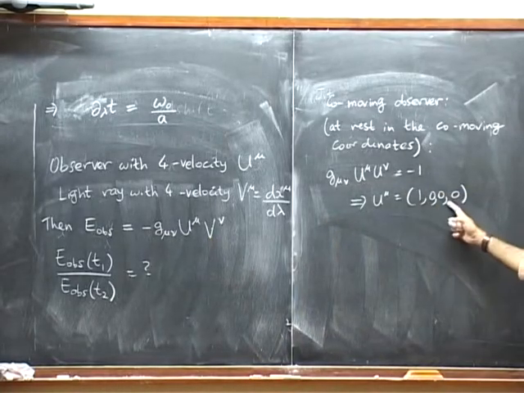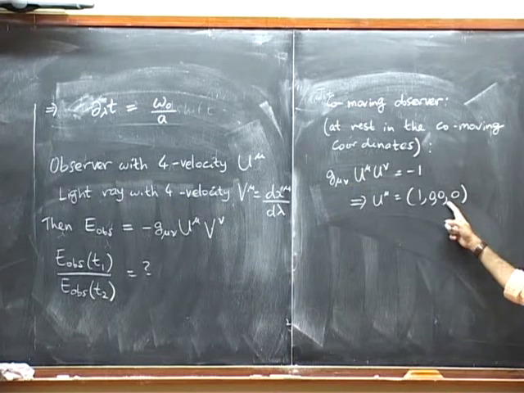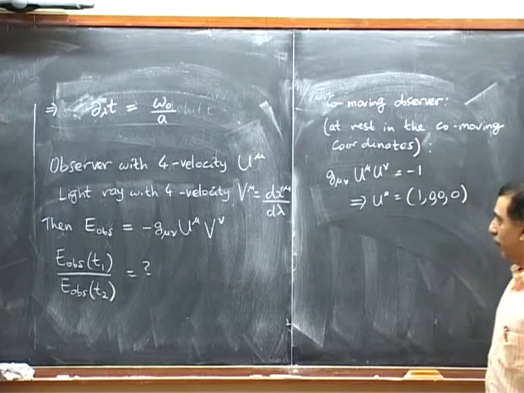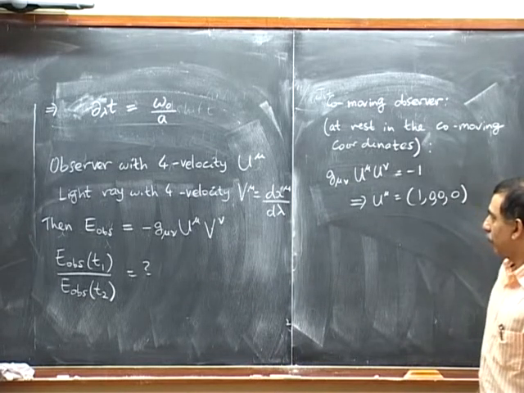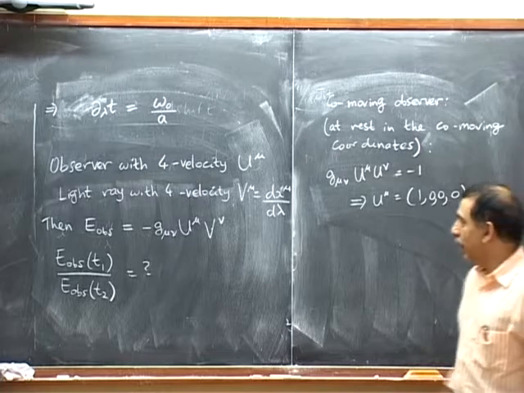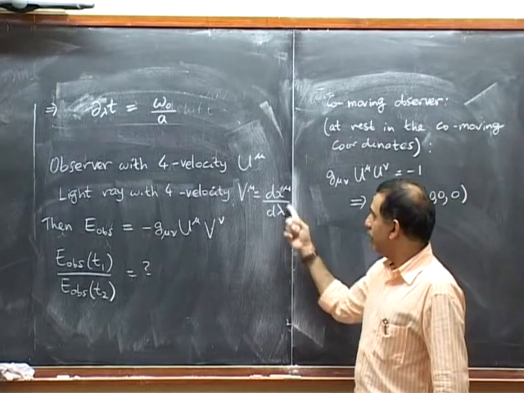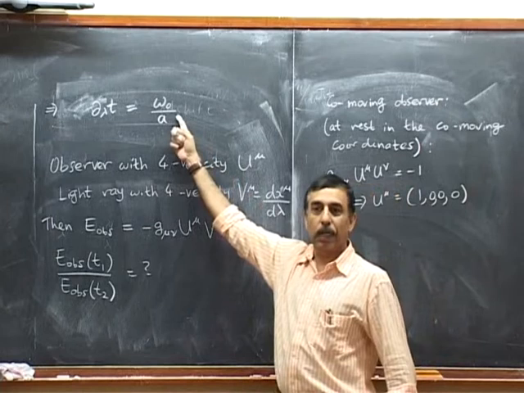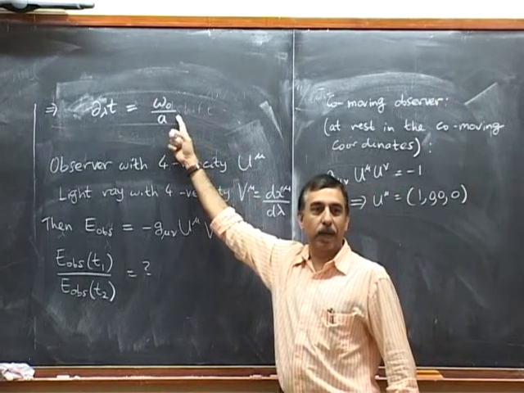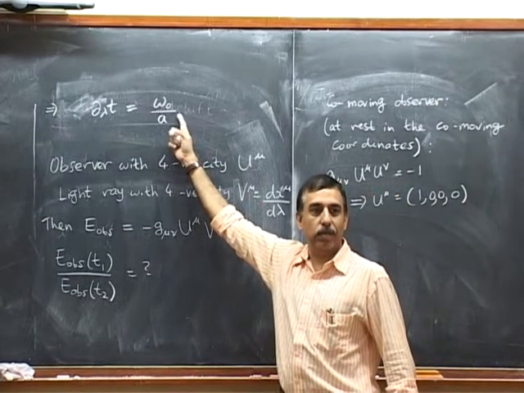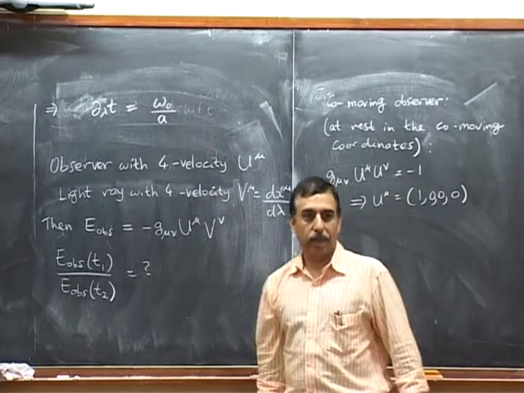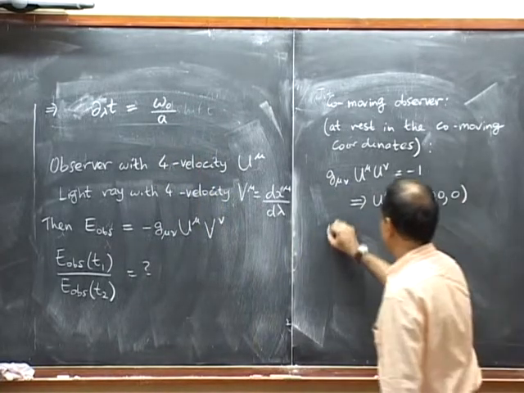Okay, so now that's at least not going to be the source, because G00 is just -1. Okay, good. What will happen instead is that V, which is dx by d lambda, has this form, which is dependent on the scale factor A. This will be the source of the redshift. Okay, so we can write down E observer now.